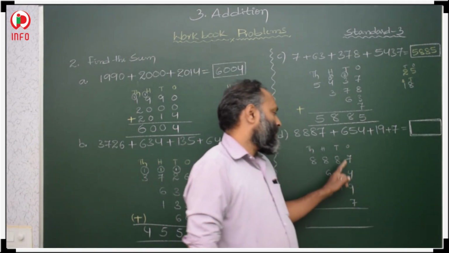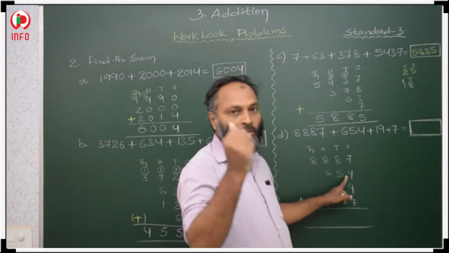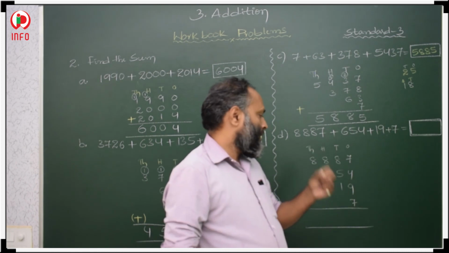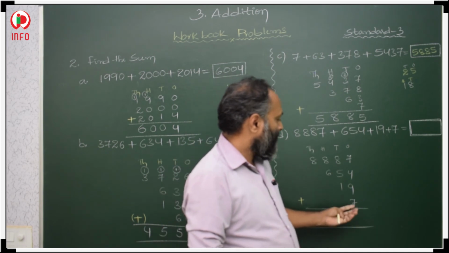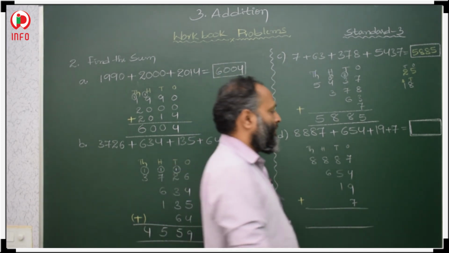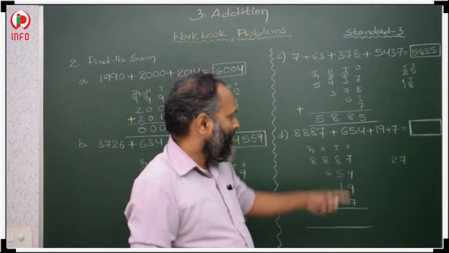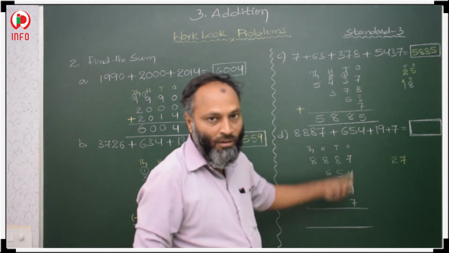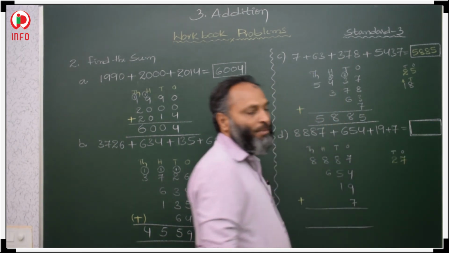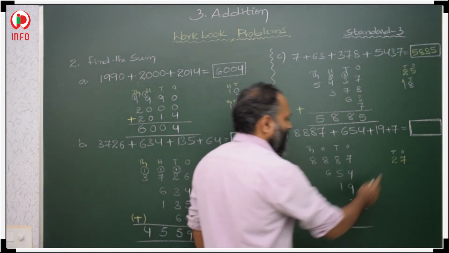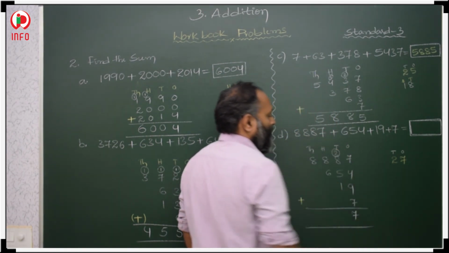Then 7 plus 4, 7, 8, 9, 10, 11. 11 plus 9, 12, 13, 14, 15, 16, 17, 18, 19, 20. 20 plus 7, 27. So we have to regroup this 27. So what we are adding here? Ones place, ones column we are adding. It means it shows ones place, it shows tens place. Then how many ones were there? 7. It is in ones place. How many tens were there? 2 tens. You have to keep 2 here.